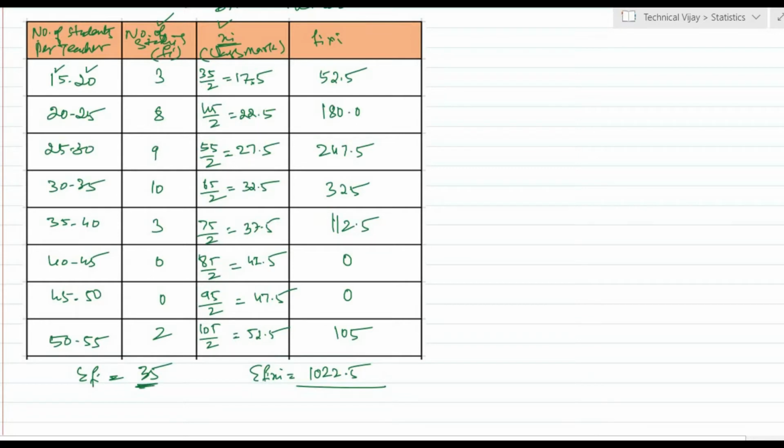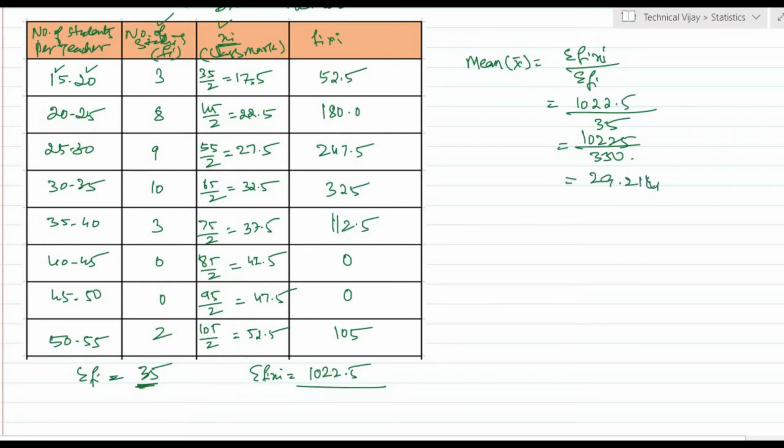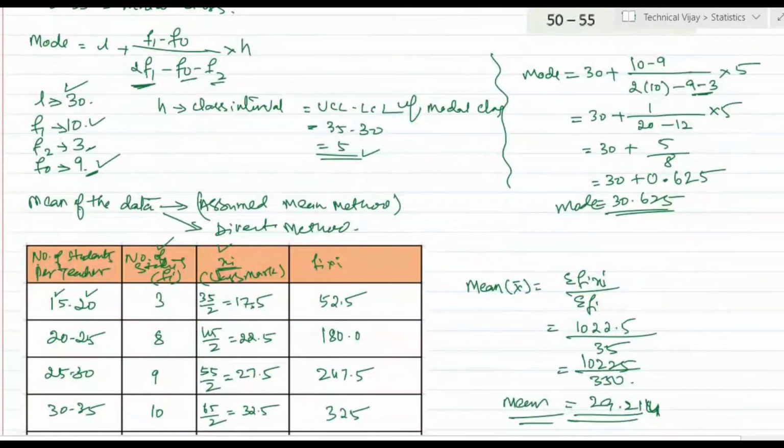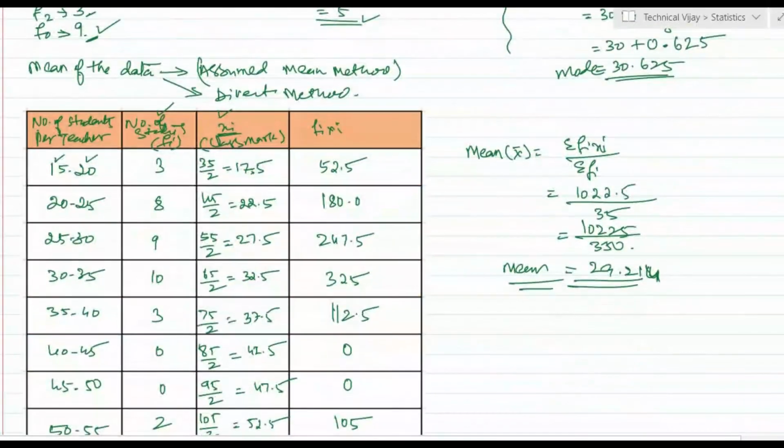And sigma Fi is the summation of the Fi's, which is 35. Hence, the mean, X bar, is equal to sigma Fi Xi divided by sigma Fi, which is 1022.5 divided by 35, that is 10225 divided by 350. This comes to 29.214. This is the mean. And here we have calculated the mode as 30.625 and the mean as 29.214.